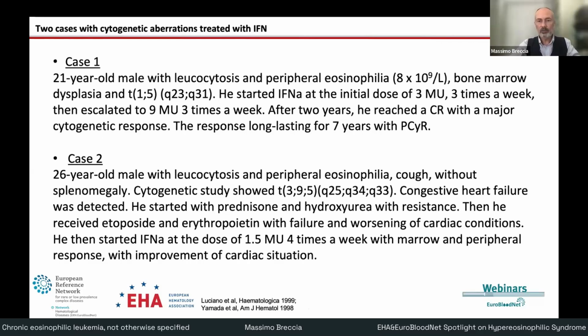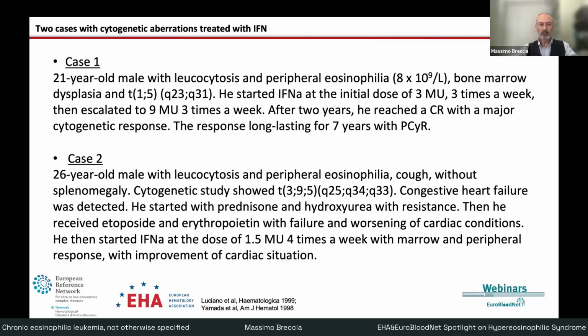There are 2 cases of CEL-NOS treated with interferon in the literature, specifically 1 Italian patient, 21 years old, with leukocytosis and peripheral eosinophilia, who was defined as CEL-NOS because of the marked dysplasia in the bone marrow, but also because of the translocation between chromosomes 1 and 5. He started interferon at an initial dose of 3 million units 3 times a week, then escalated to 9 million units 3 times a week, and after 2 years this patient reached a hematological complete response with a long-lasting major cytogenetic response.